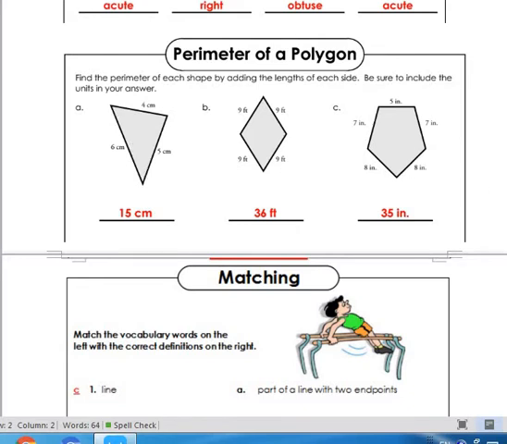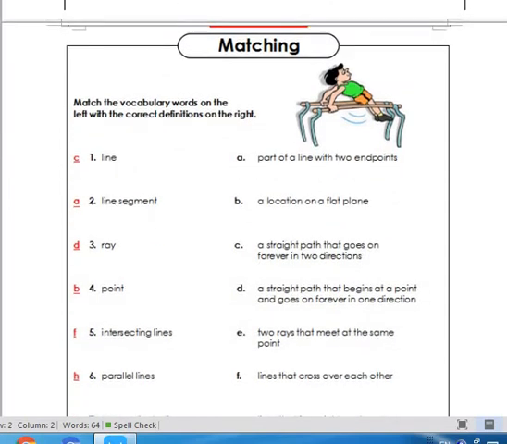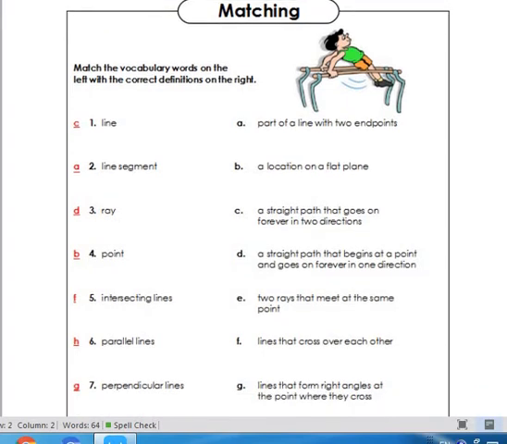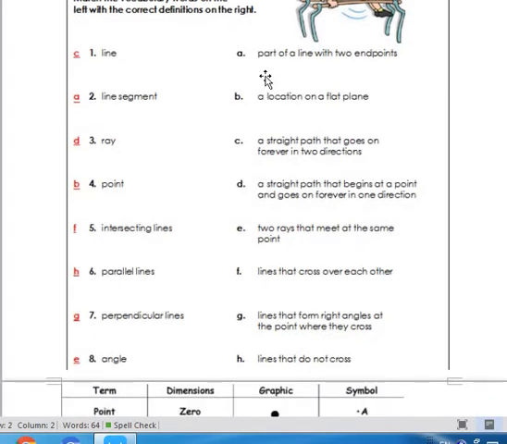Let's move to another worksheet here. Match the vocab words on the left with the correct definitions on the right. This is important. I would like you to know the definitions very well. I will begin with my right hand. A part of a line with two end points. Focus with me. With two end points, what's this? Excellent. It's a line segment. It has two end points.